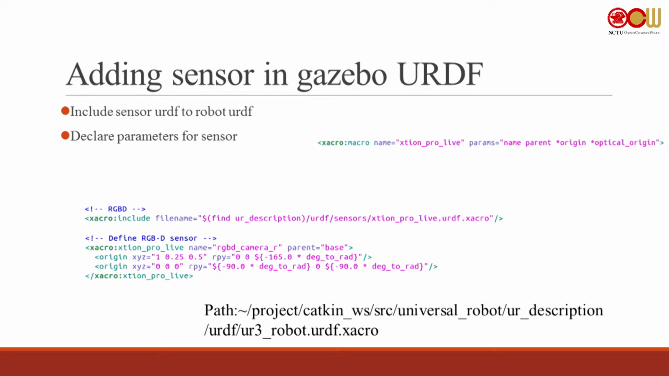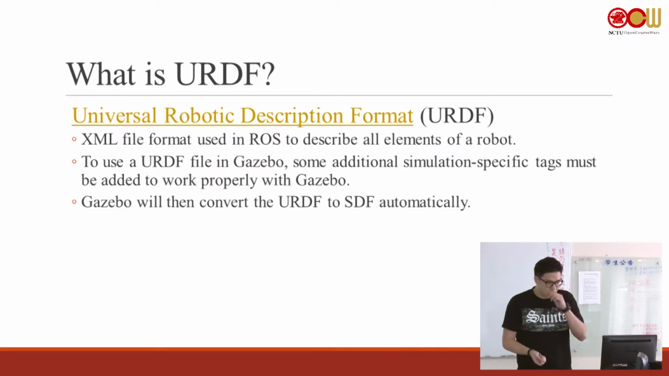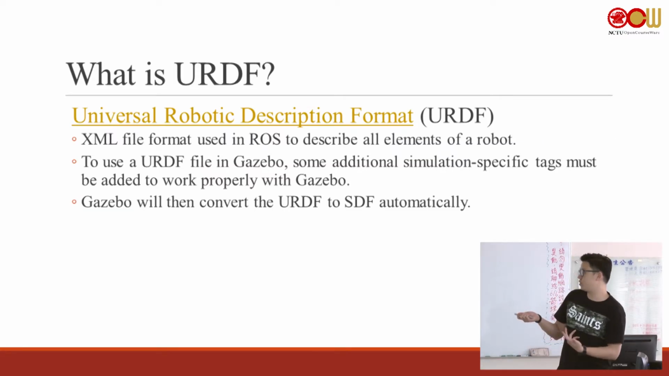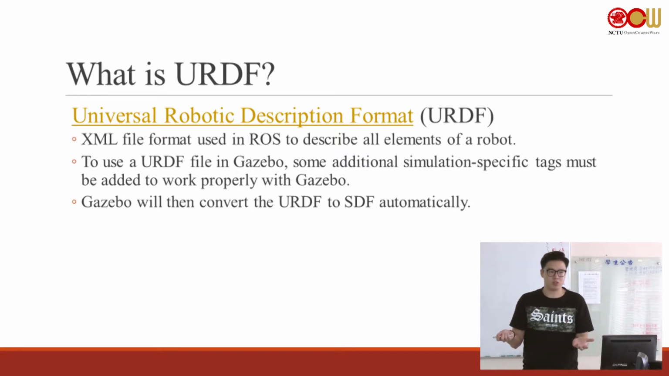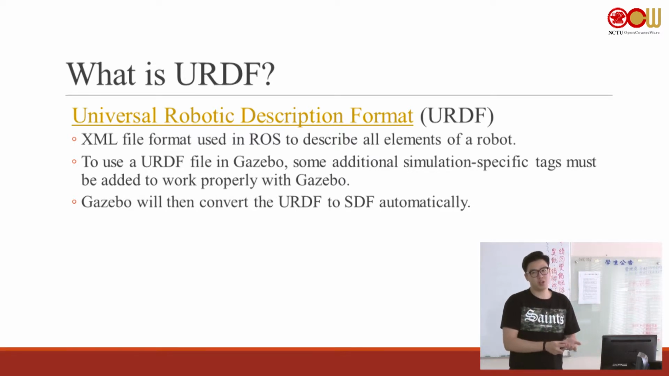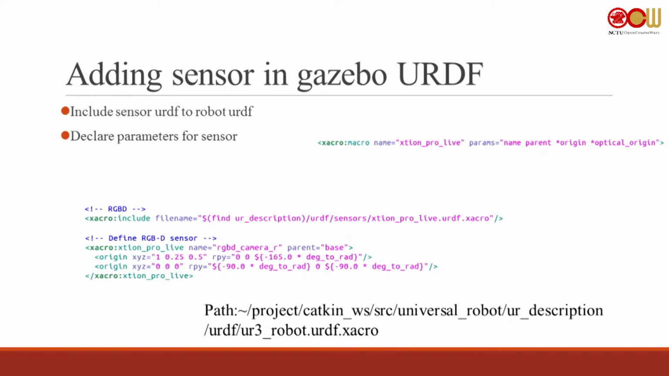First thing first, what is URDF? URDF is a Universal Robot Description Format. It is an XML file format which describes all the elements of the robots. Every single element will be described in this file, and Gazebo will read this URDF file to produce the 3D environment. First, you have to include the sensor URDF in the actual robot URDF. And secondly, you have to declare the parameters for the sensor.